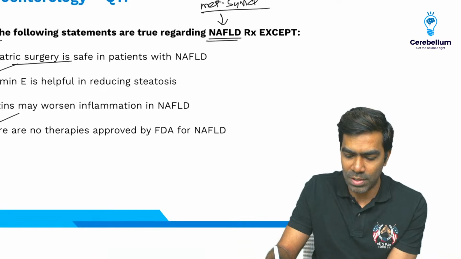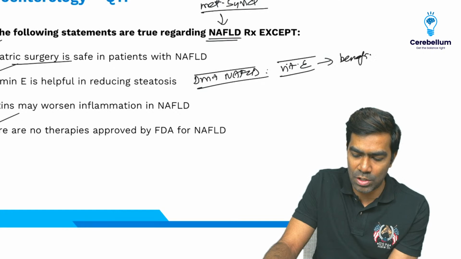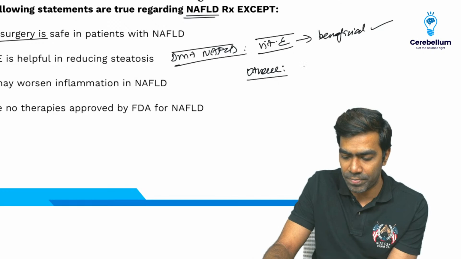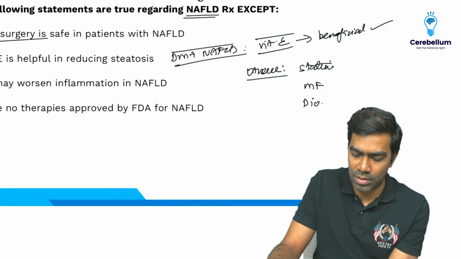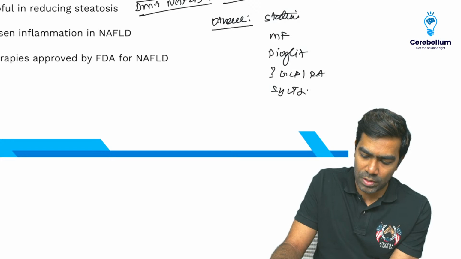Because vitamin E is going to be very helpful in diabetes and patients who are having NAFLD. Vitamin E has been shown to be beneficial. Vitamin D has also been shown to be beneficial in this group. And there are other things that have been shown to be beneficial in the setting of NAFLD: statins, metformin, pioglitazone, currently GLP-1 receptor analogs, and SGLT2 inhibitors. These are the drugs that have been shown to be beneficial in patients with NAFLD.